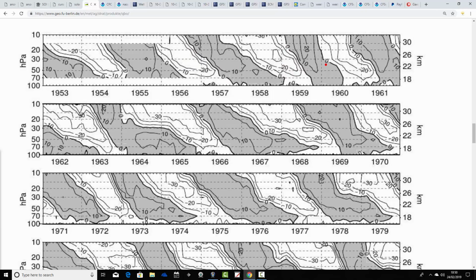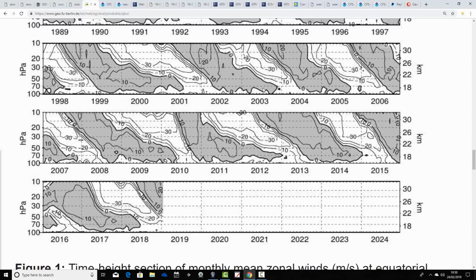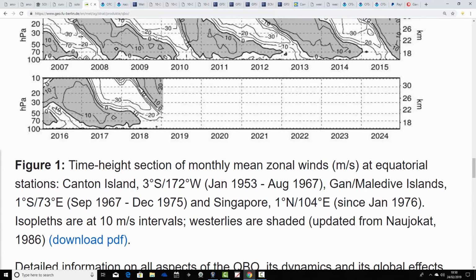But it's quite important to look at it at other times of the year as well. If we come down to the latest that we've got, this hasn't been updated for around a year for some reason at the University of Berlin, but they are updating it now, and it confirms that we're into westerly QBO now. So this is 2018, this is 2019.